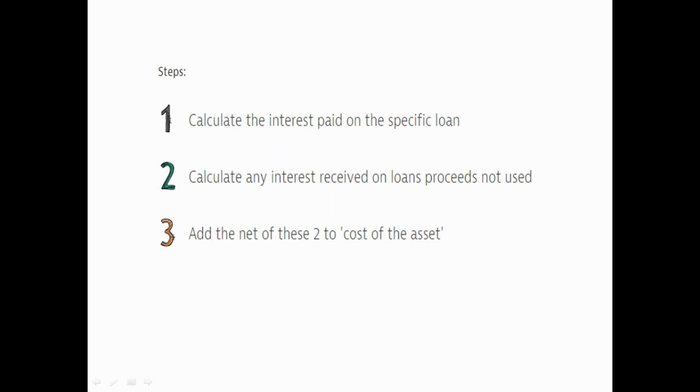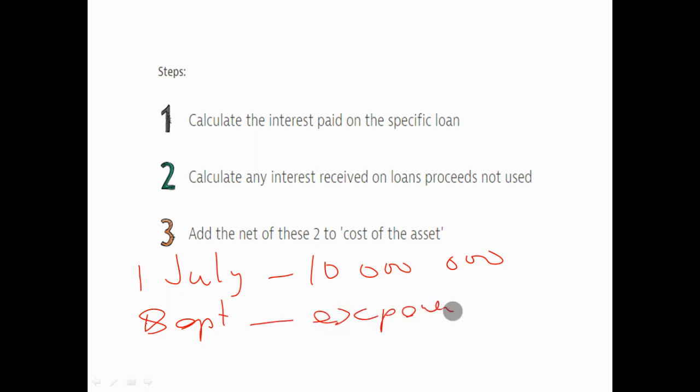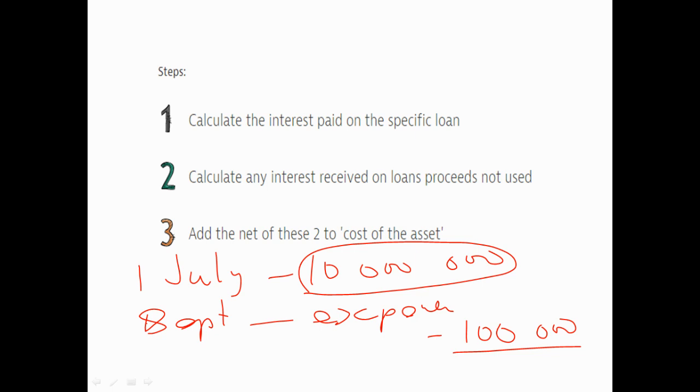Then number two, you calculate any interest received. Maybe you took the loan on 1 July for 10 million, but now you are only going to start incurring expenditure on the building, or on that qualifying asset, in August, let's say September. That's when you start incurring the expenditures. So what you can do is invest the 10 million for the whole of July and the whole of August. When you invest the 10 million, you get interest income. Let's say you got interest income of 100,000.